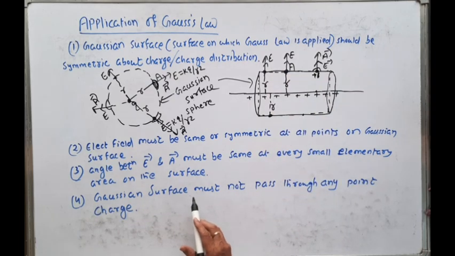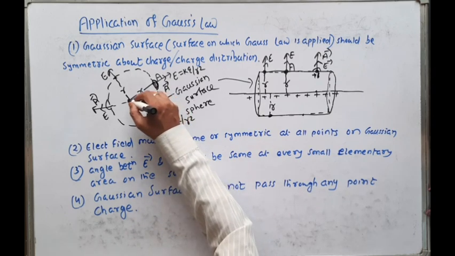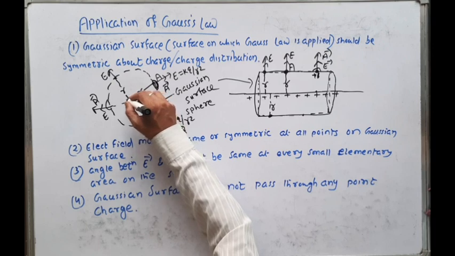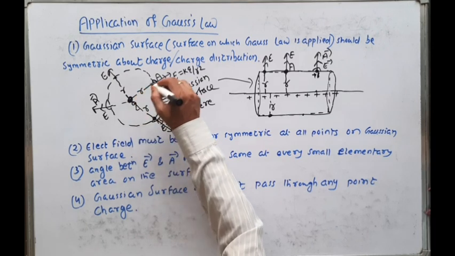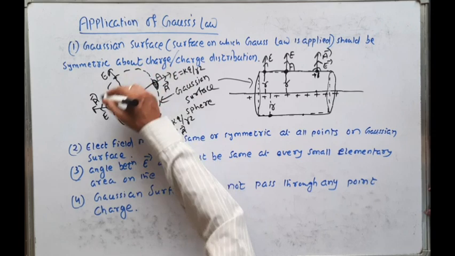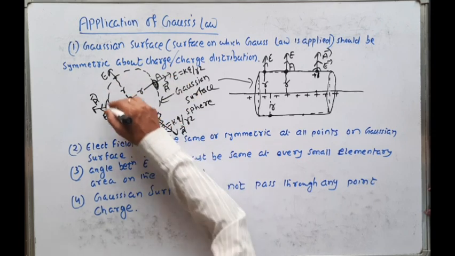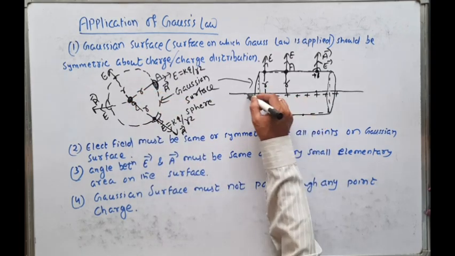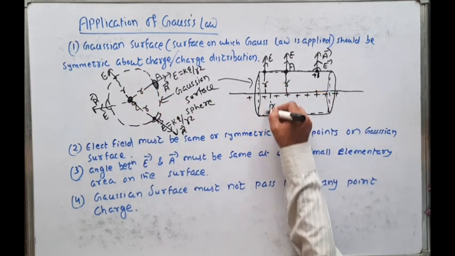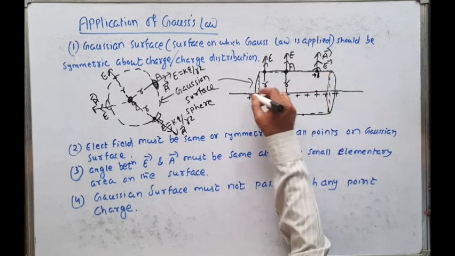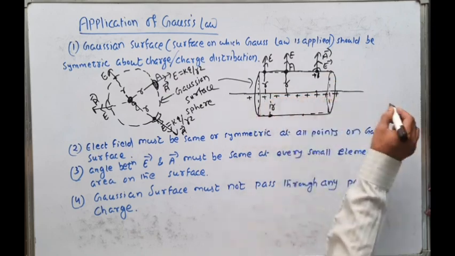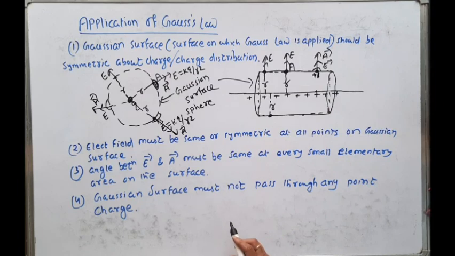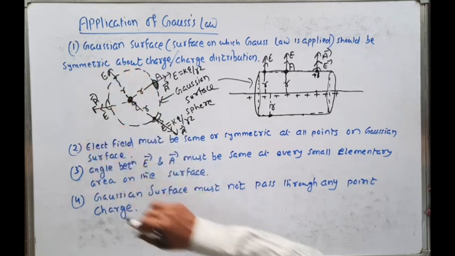Fourth point, the Gaussian surface must not pass through any point charge. Suppose this is the point charge I have taken. For this point charge, we have to take the electric flux through the surface. So this Gaussian surface is not passing through this charge. Or you can say this is the charge distribution, and we have taken a Gaussian surface which is not passing through this charged body. So in this way, to apply Gauss law, we have to keep these 4 points in mind.